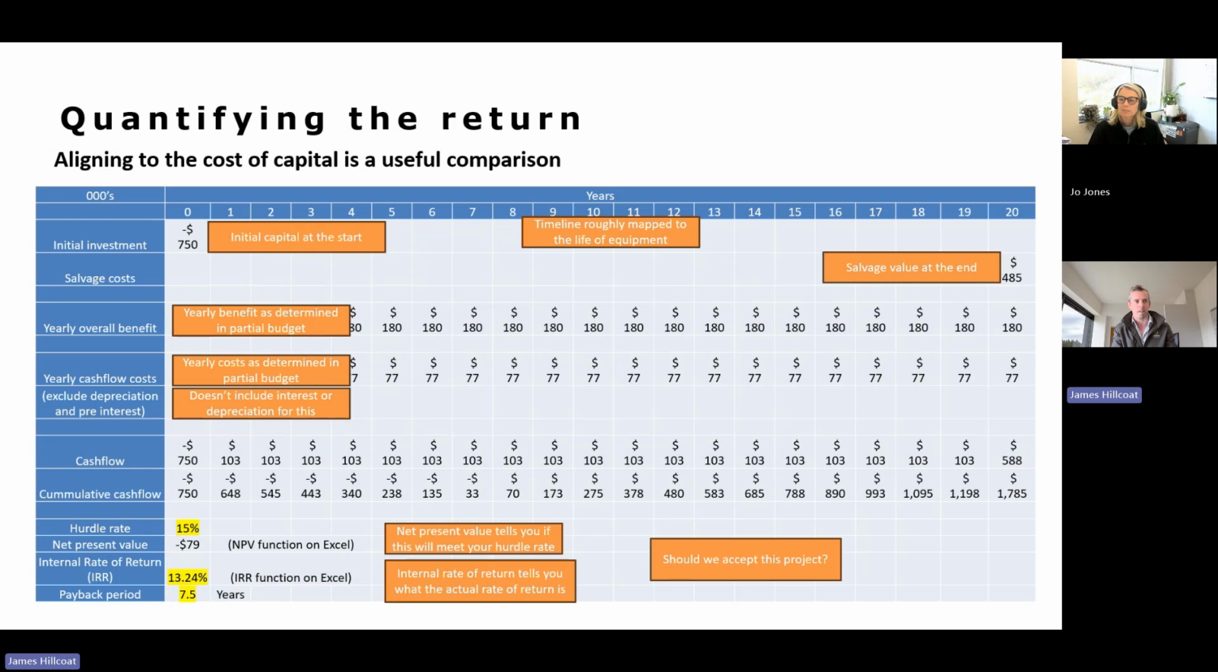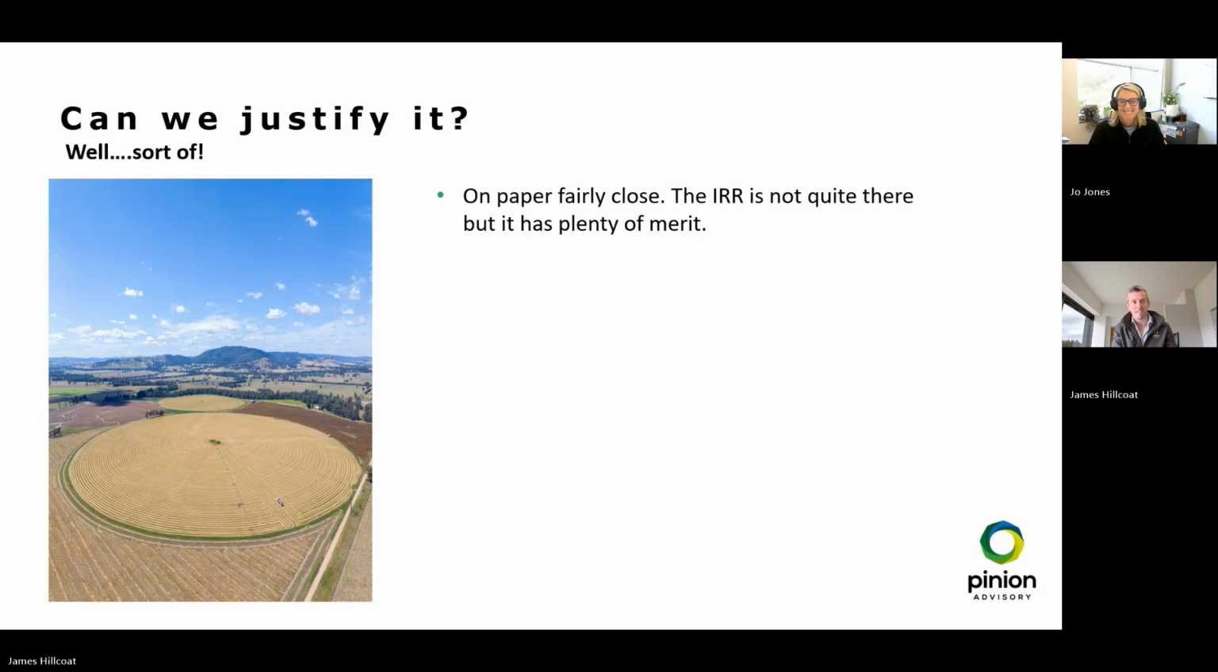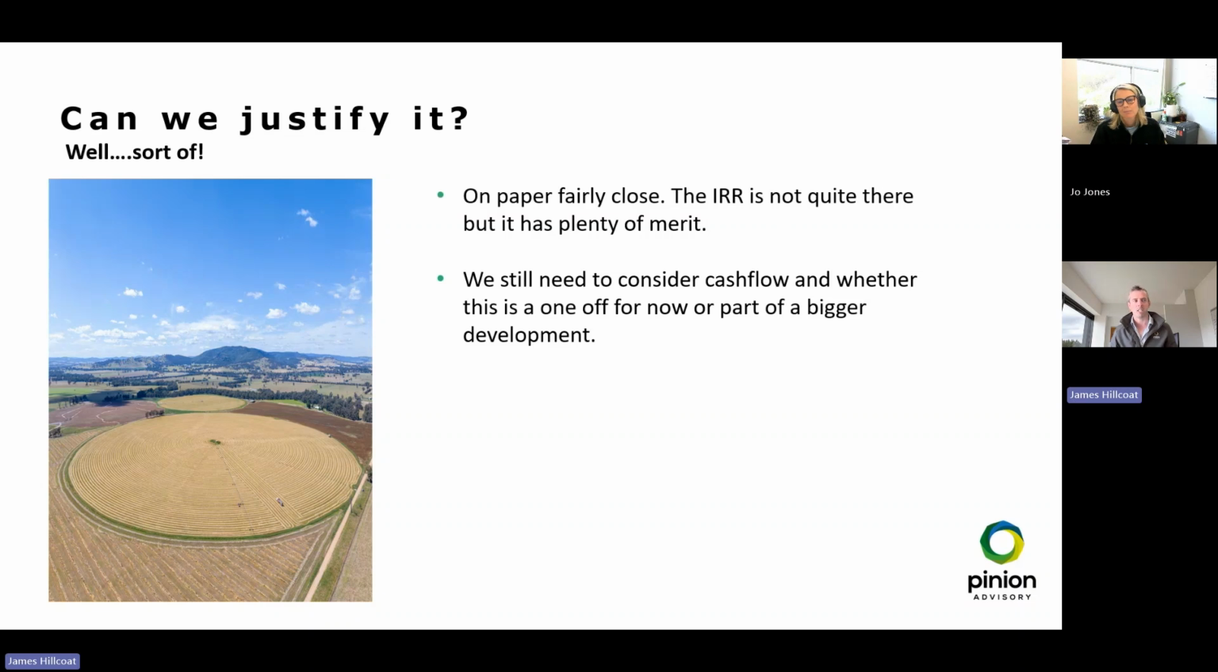So should we accept the project? Well, as with everything, unfortunately, sort of. On paper, it's fairly close. The internal rate of return is not quite there, but it does have lots of merit. It is adding value. It's adding a risk premium. It's saying it should pay its own way and wash its own face, which is a really important thing. But we still do need to consider cash flow and whether this is a one-off for now or part of a bigger development. We're talking about a 50-hectare pivot. Are we talking about 150 and running 3 pivots?